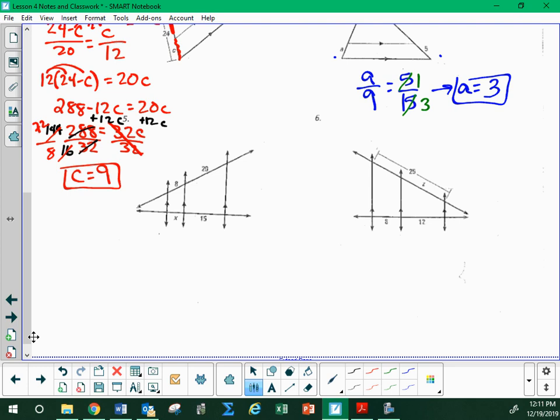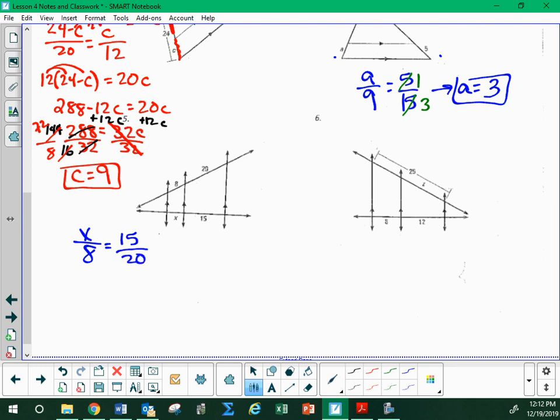Alright, so again, when we have parallel lines, that corollary to side splitter says I can match my pieces. X to 8, 15 to 20. Or X to 15, 8 to 20. Or 20 to 8, 15 to X. Or 20 to 15, 8 to X. Totally up to you. Just maintain that same order. So I'm going to go X to 8, bottom top, equals 15 to 20. Pieces.